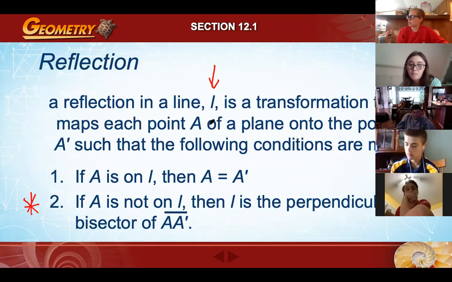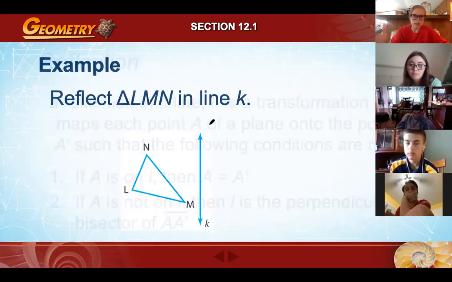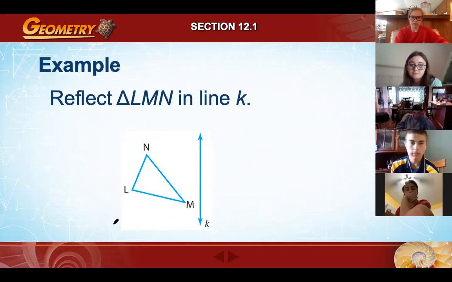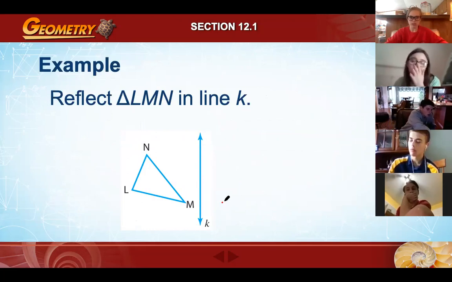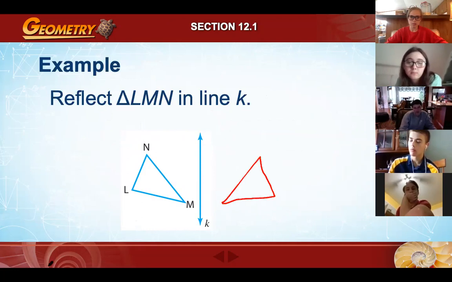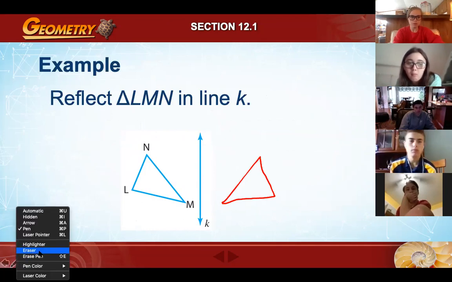Another example would be, well, here's an example right here. Line K. This is the line of the break. So we are trying to reflect this triangle over here. Now we have a good idea of what it's going to look like. It's going to look like something like this, right?